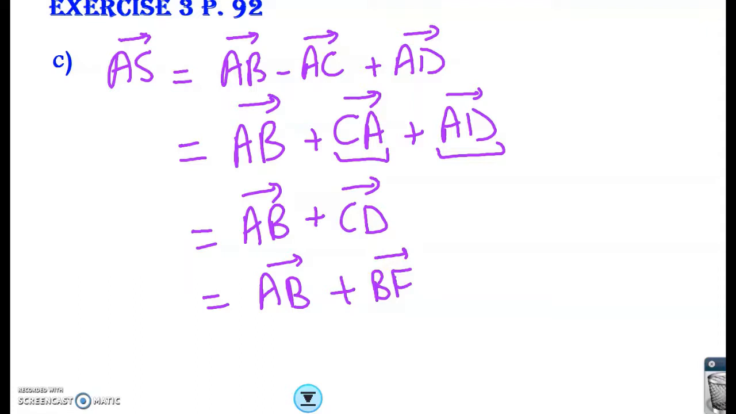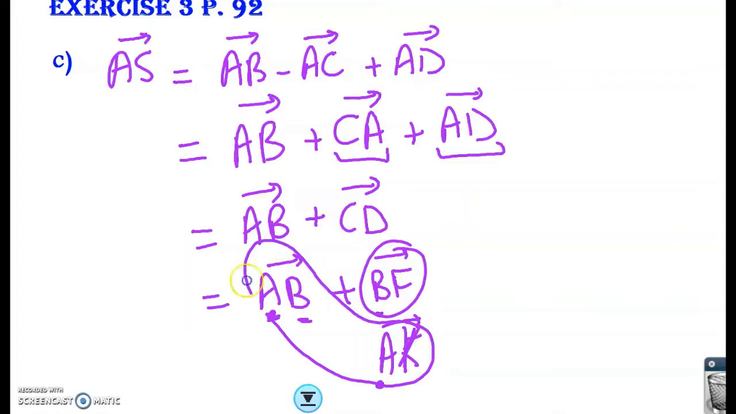such that the BF vector is equal to the CD vector. I'm doing this because I want the ending of the first to be the starting of the second. I could have chosen another vector, let's say AK, such that the origin here is the same as the origin here. Why? Because if I do this, then I can use the parallelogram rule to get S. And if I do this, I can use Chasles's relation. So either one is correct. I will use Chasles's relation in order not to draw more parallelograms.